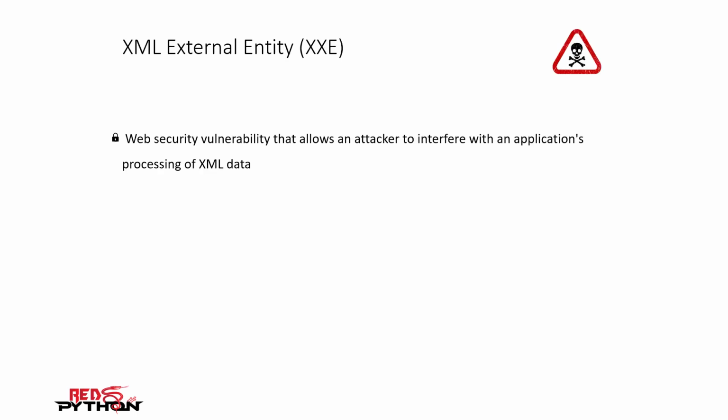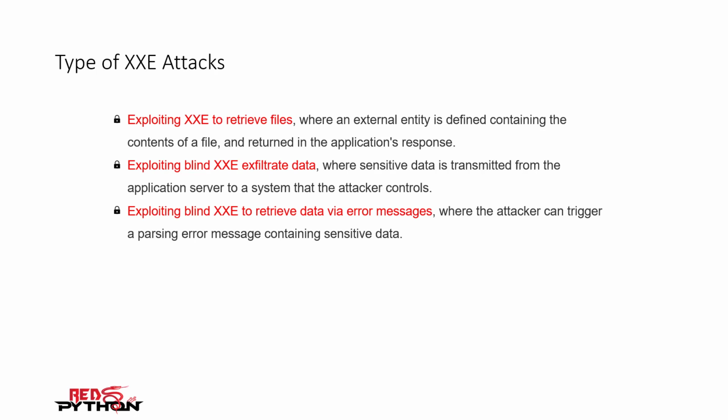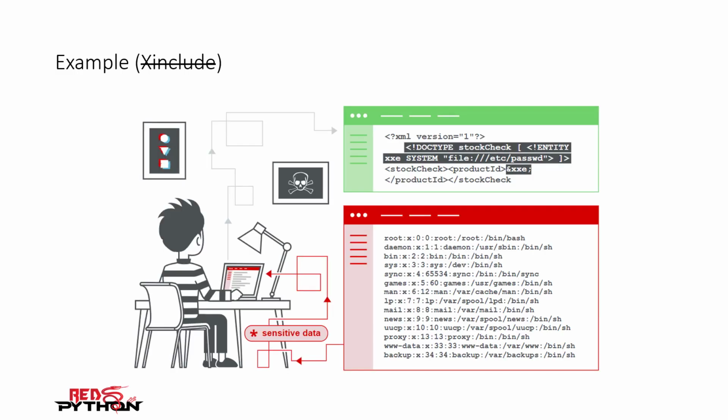Another vulnerability is called XXE, or XML external entity. It is a web security vulnerability that allows users to upload malicious XML data to compromise servers. So what are the effects of XXE attacks? They allow the user to retrieve files from your server, to exfiltrate data from your server, and to retrieve data via error messages.